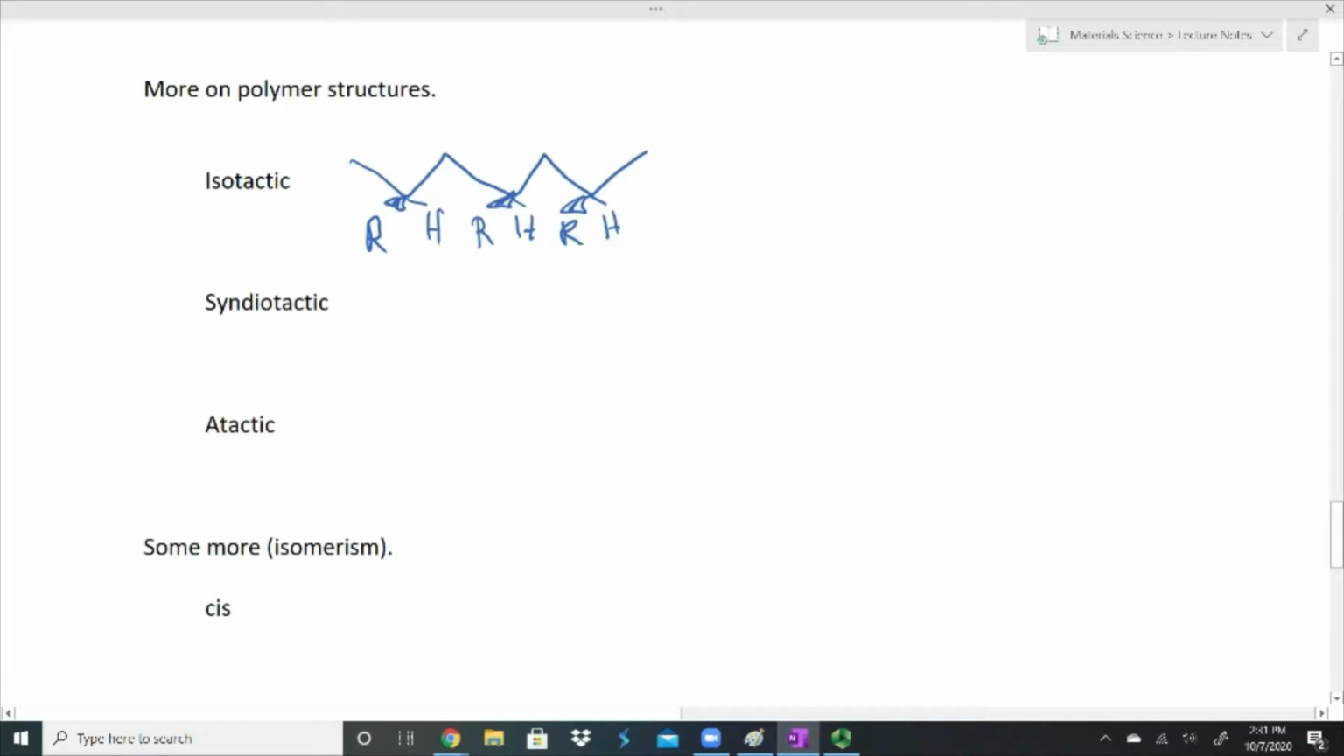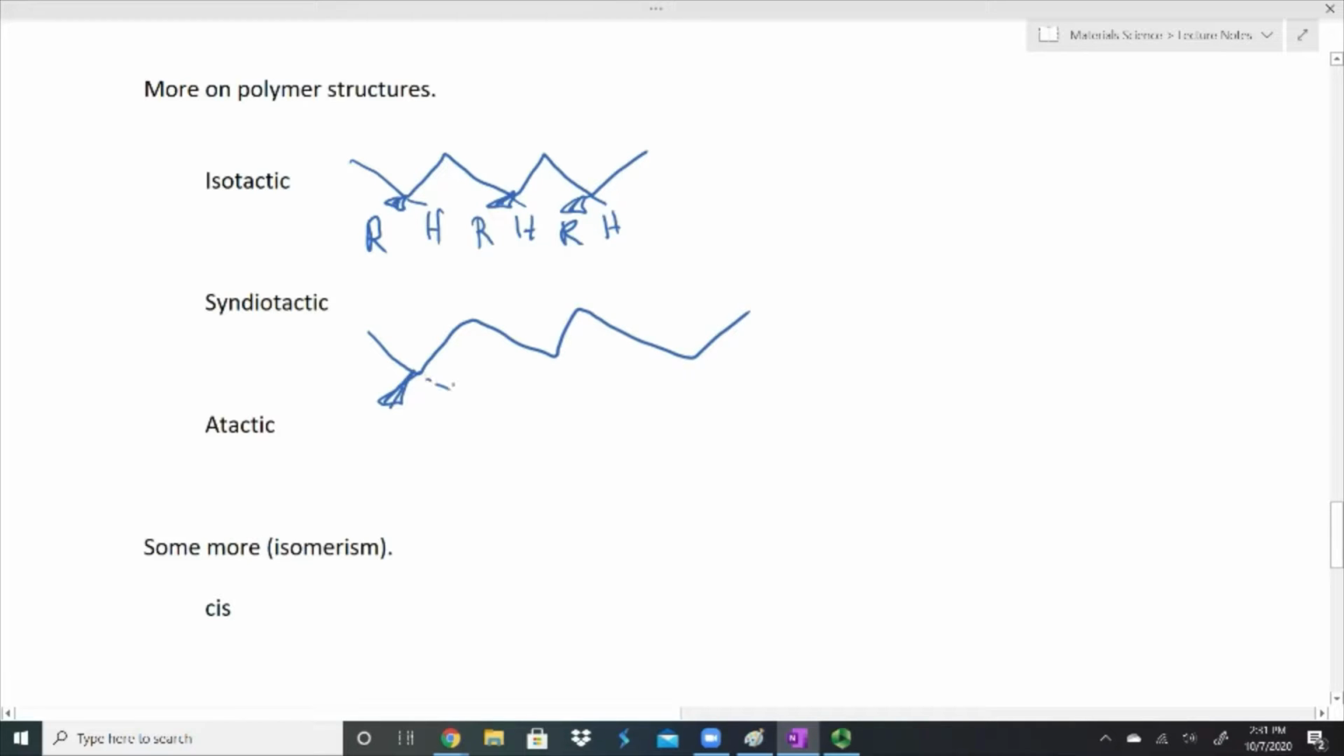And so if I was looking down this molecule, if I was walking down this entire molecule, like the molecule is a path, on one side I would see all of my R's, and on the other side I would see all of my H's. That's what isotactic means.